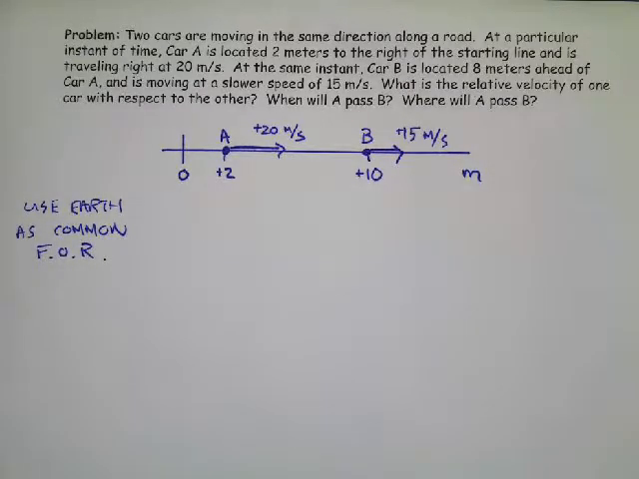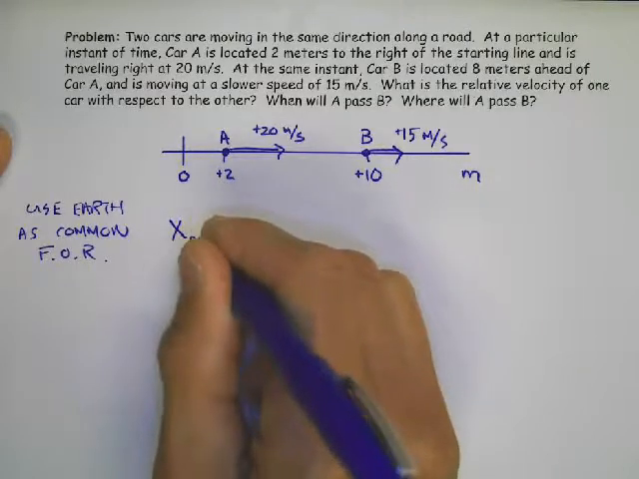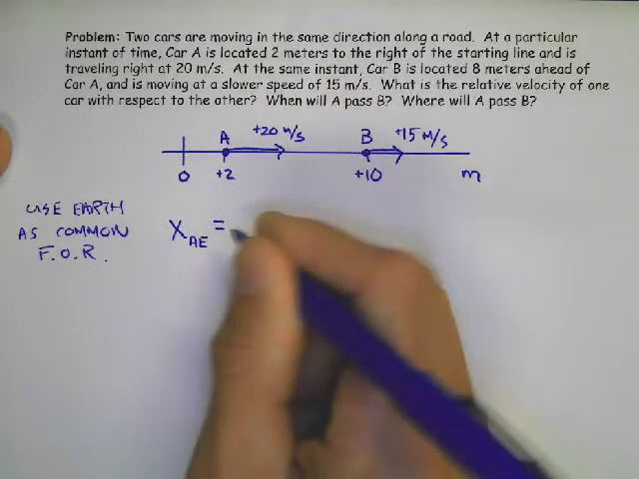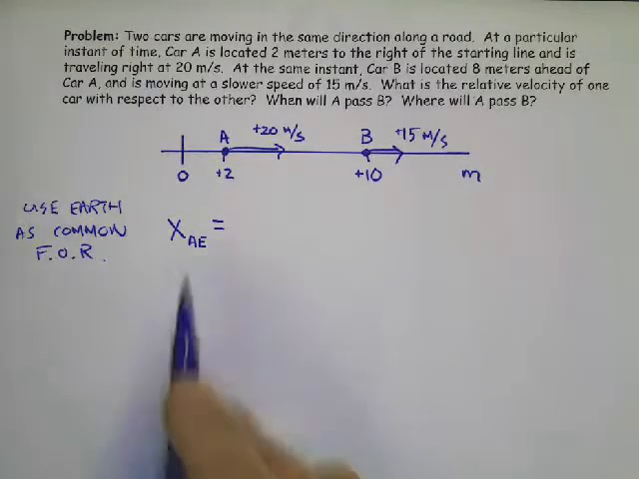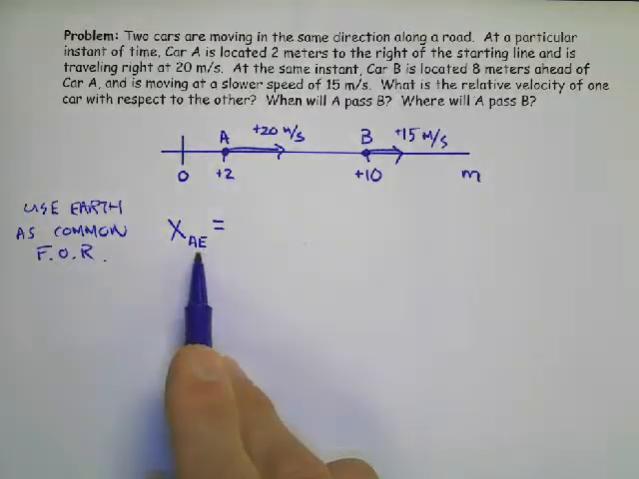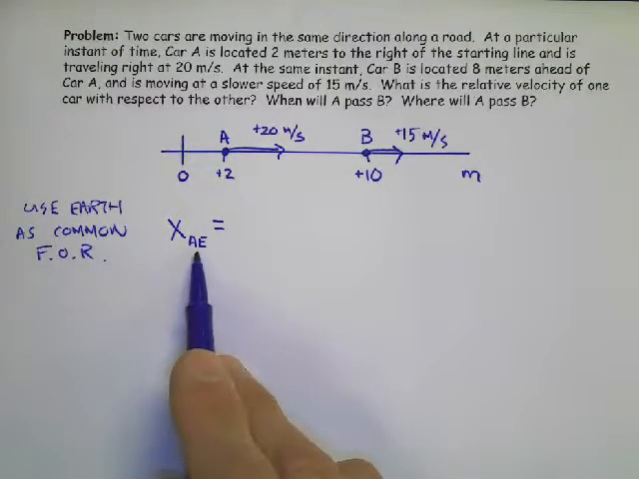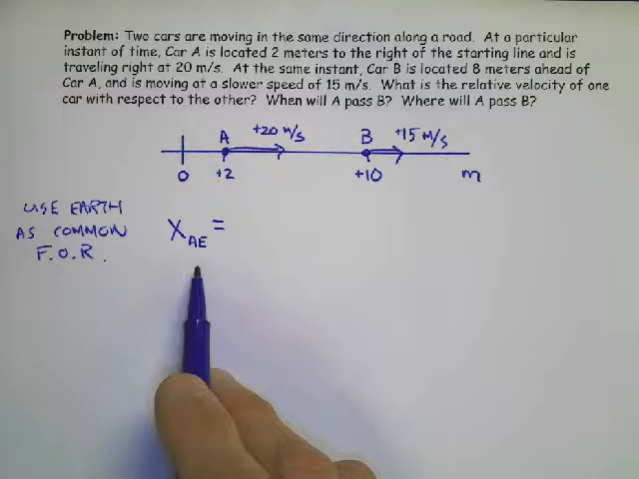Okay. So what I'm then going to do is write an expression for the position of car A as a function of time in that coordinate system. So I'm going to write that as x_AE, two subscripts. And what that means is it's the position of object A with respect to the Earth coordinate system. So that's the meaning of our subscripts here. We're going to be using double subscripts to show that one thing is relative to something else.